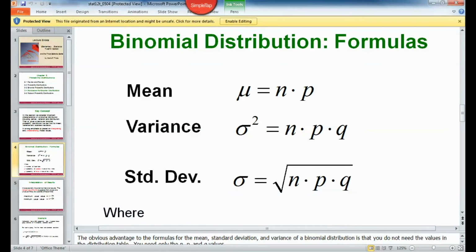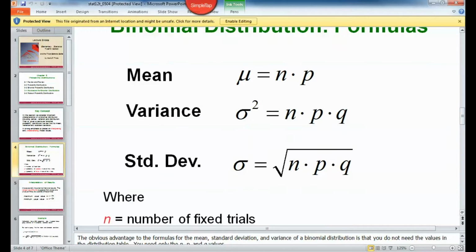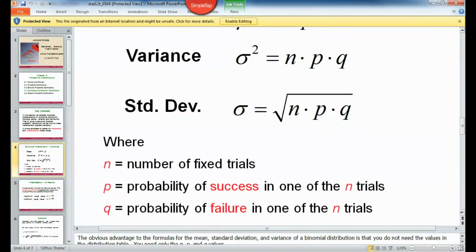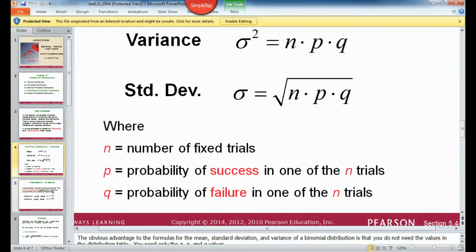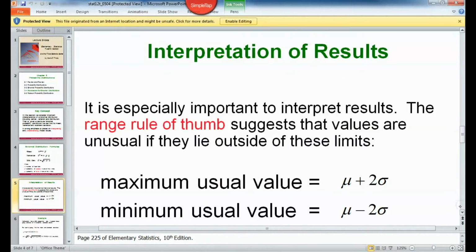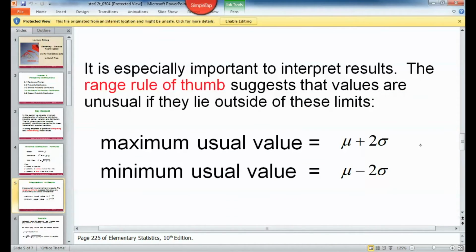All right, so it is as simple as it looks. Don't try to make it more complicated. I'm sorry that all other formulas in here aren't this simple, but the mean, variance, and standard deviation of a binomial distribution are. Okay? Range rule of thumb, guess what? The same formula. Mu plus 2 times the standard deviation, or mu minus 2 times the standard deviation. We use the same formula.